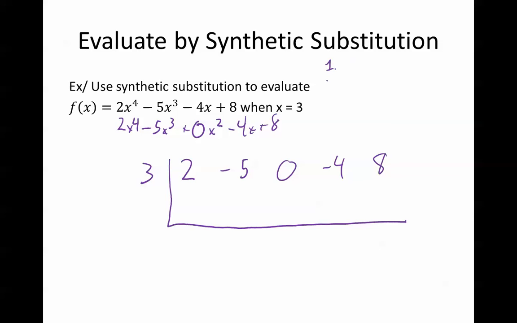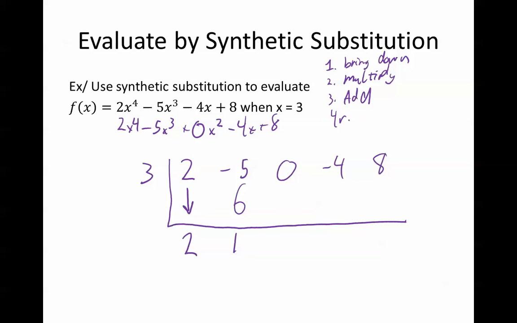There's 3 steps. Okay, the first step is bring down. So we're going to bring the 2 down and write it there. Step 2 is to multiply. So we're going to take 3 times 2, and that's 6. And then the third step is to add. And so we're going to add these now. -5 plus 6 is 1.